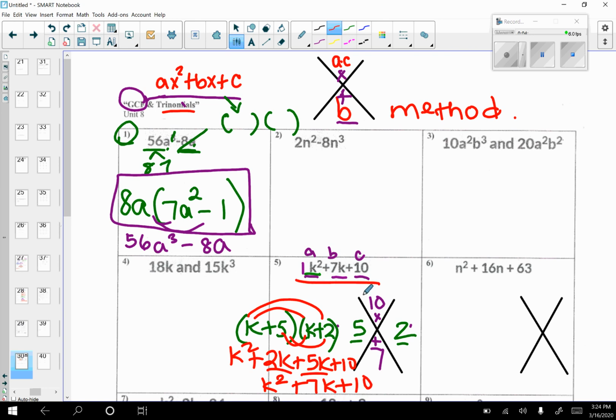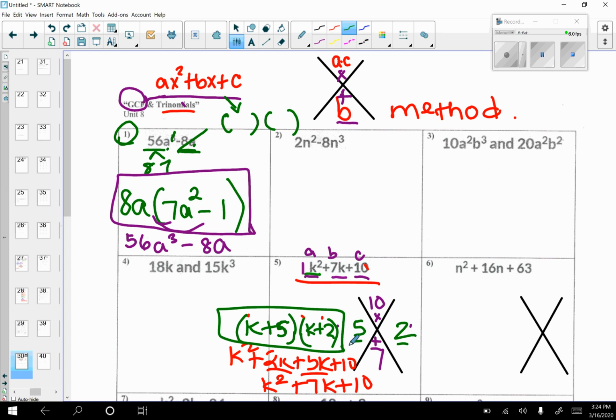Look, that's where this came from. Here we are undoing that process and we're saying, okay, well, where did we get this from? Where did this come from? This came from k plus 5 times k plus 2. Okay, so that is the factored form, while the other way is standard form. So we're going to keep that as our answer.